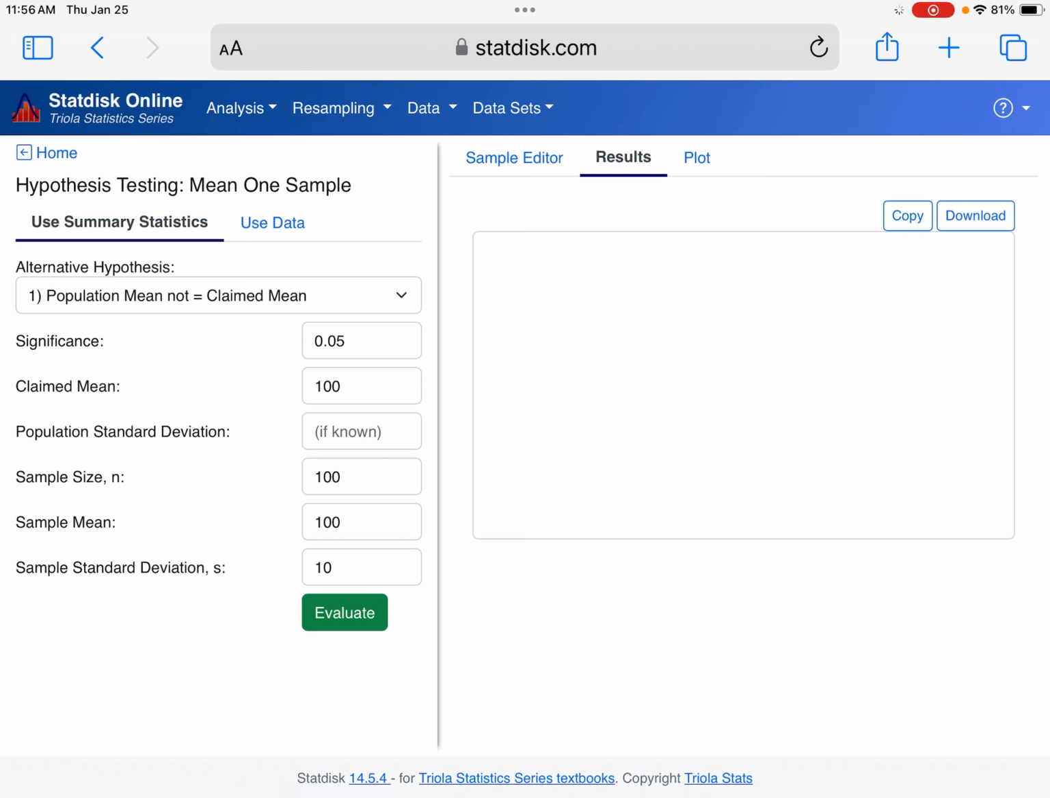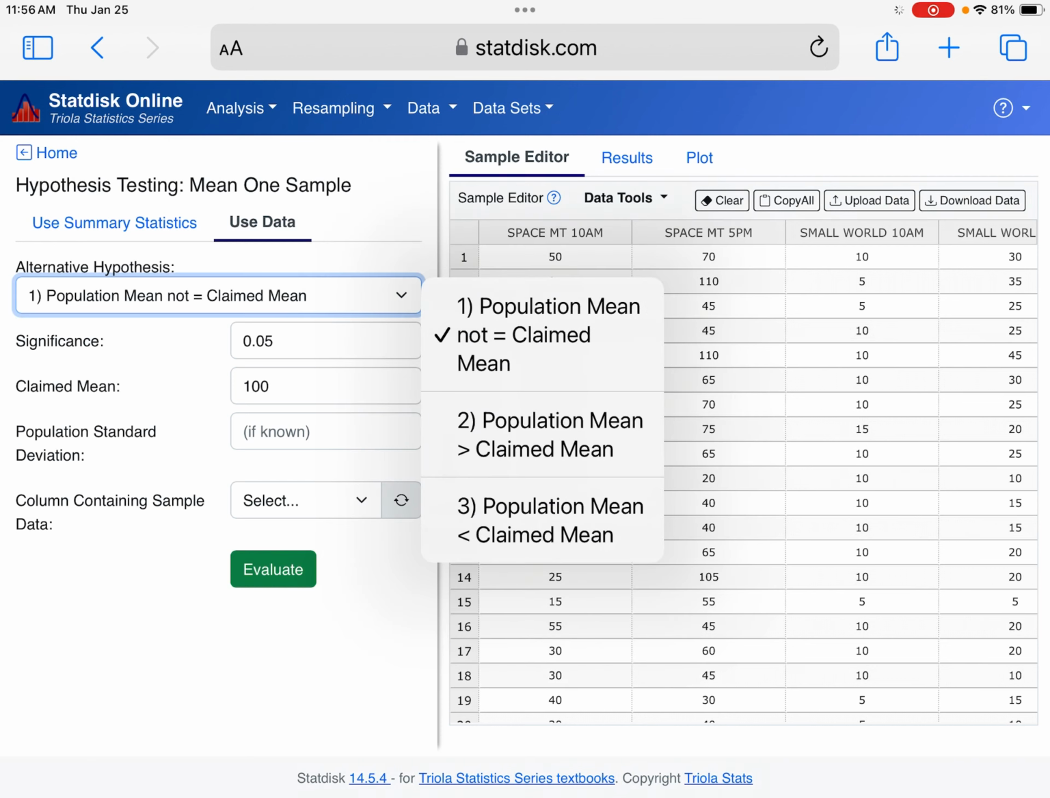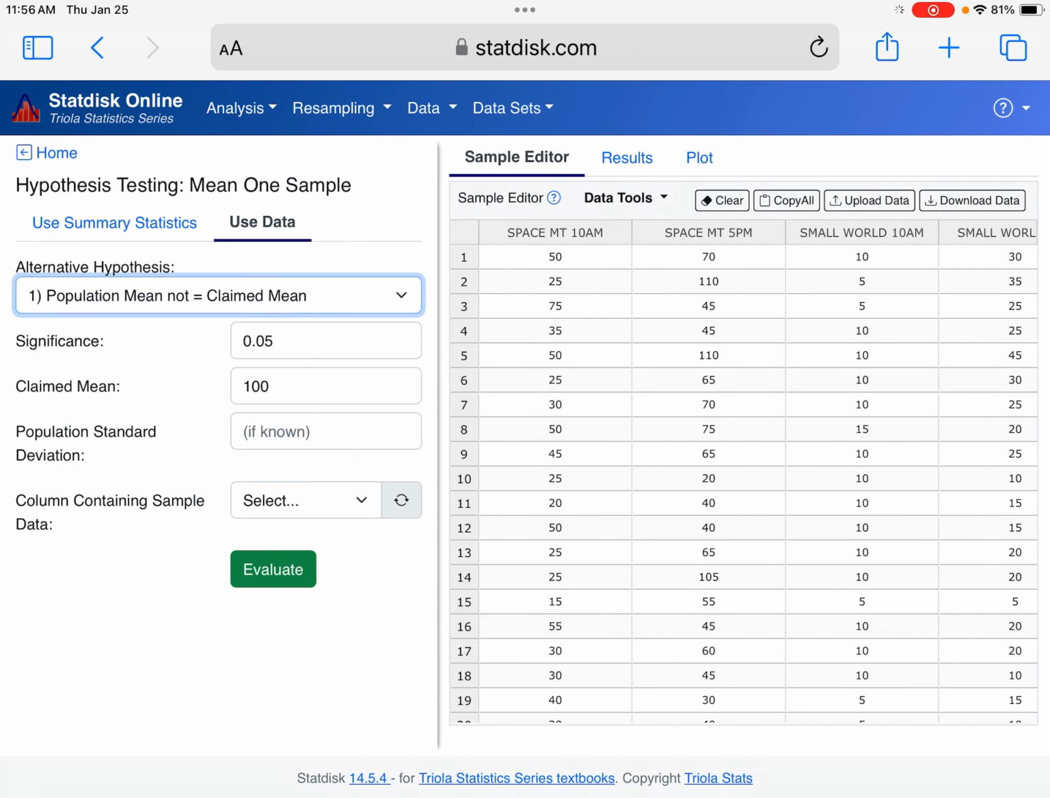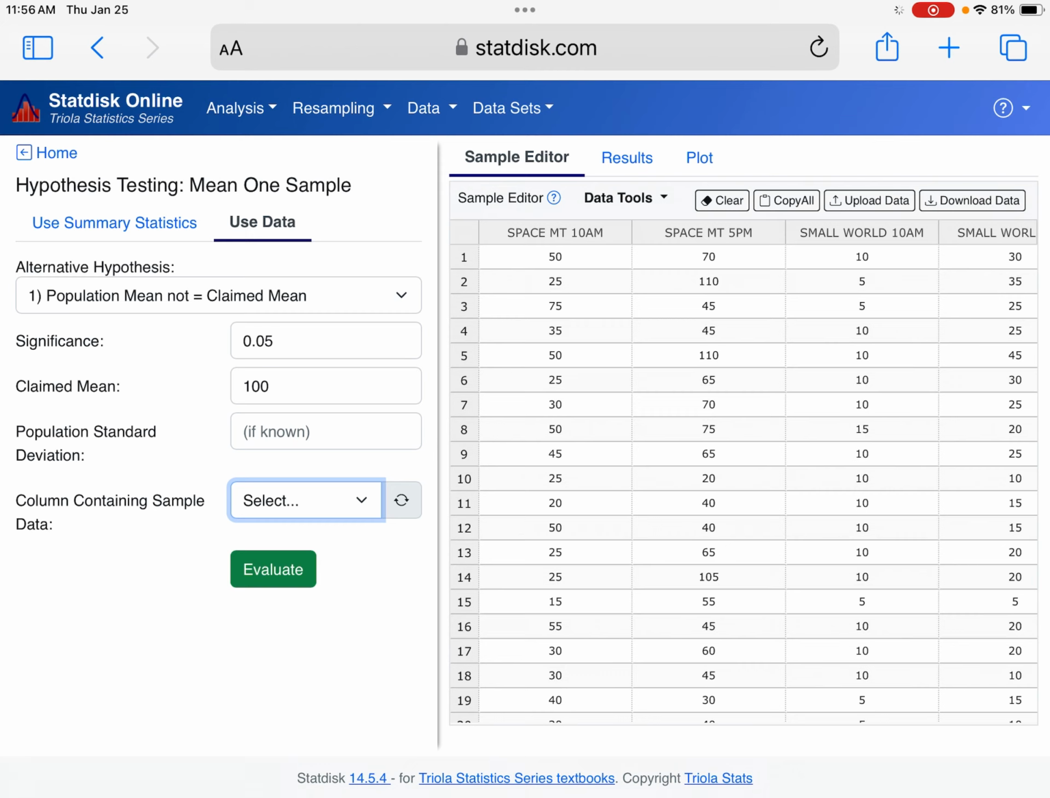I want you to notice that up at the top it does say to use the summary statistics. The easiest way to do this is to use the data. So from here you're able to select what you want as your alternative hypotheses. You're also then able to select your significance level, and from here it says population standard deviation. We don't know that. And then you would select the column that you need to look at. And then from here we could evaluate. So again, using that use data option up at the top is very helpful.